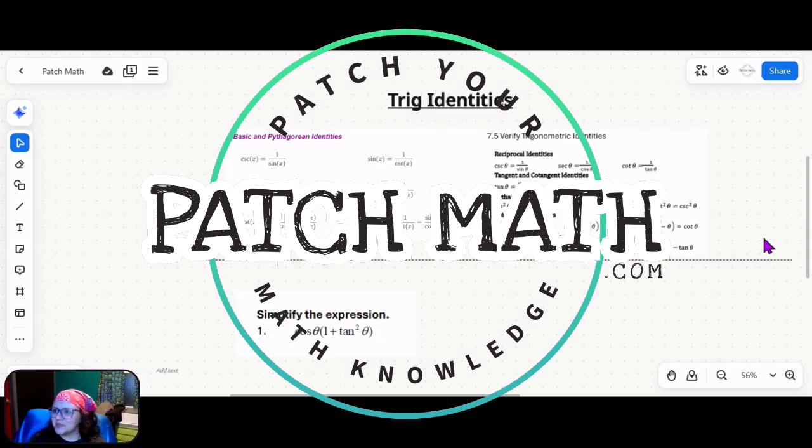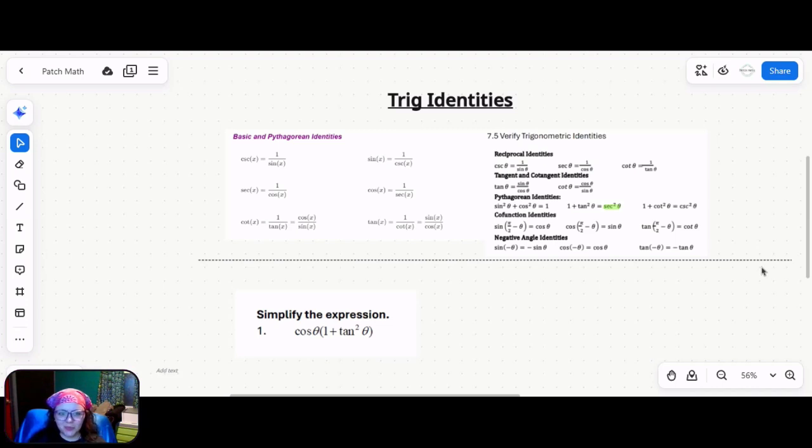Hello and welcome to Patch Math, where today we are going to patch your math knowledge on trig identities. Specifically, we are going to look at simplifying expressions using trig identities.